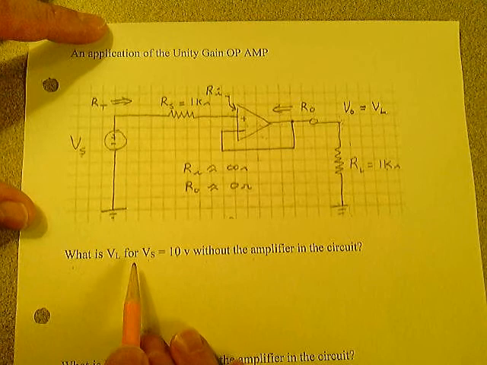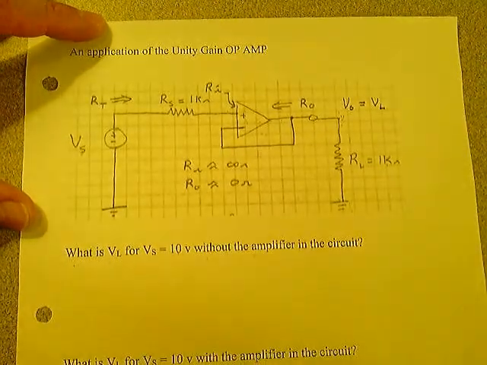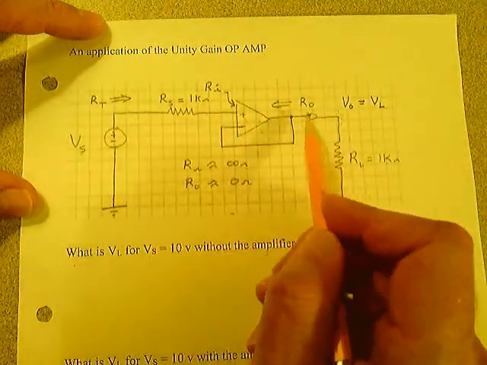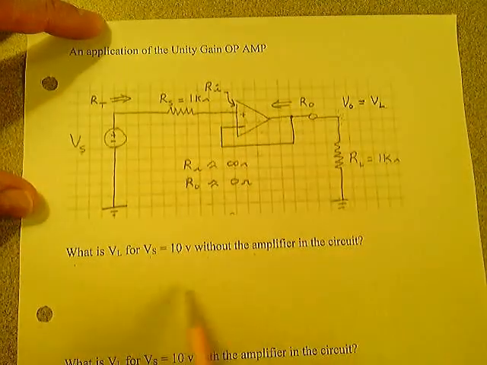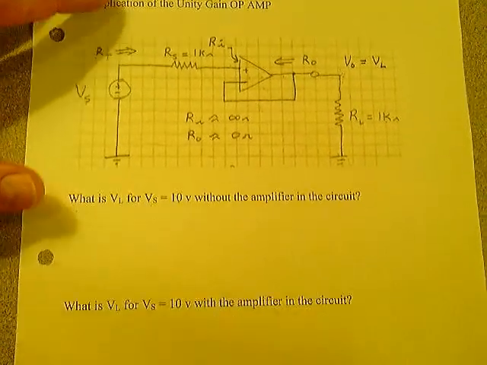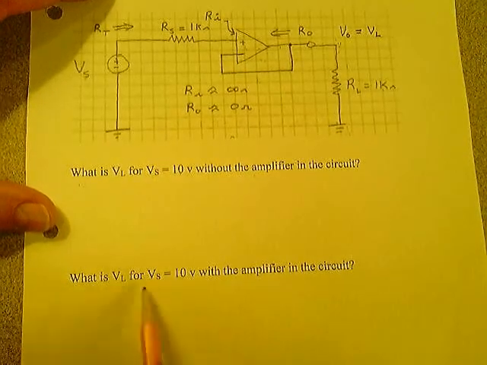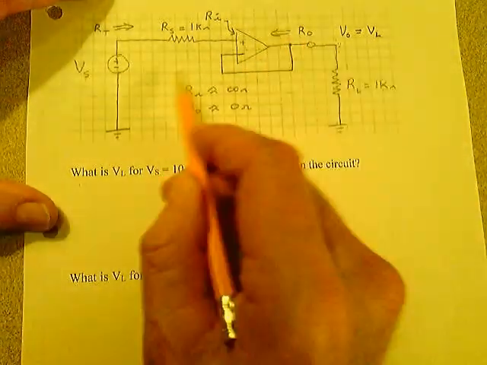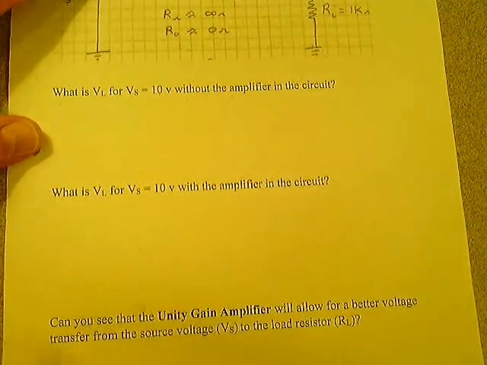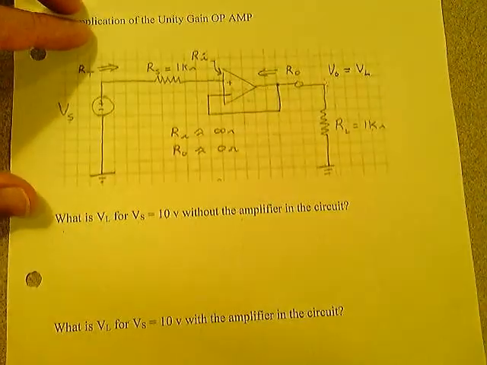What is VL for VS being 10 volts without the amplifier in the circuit? We take this amplifier out. We just make a connection between there and there. Just draw it in, and tell me what VL would be. Go ahead and work that out. And then put this amplifier in the circuit and tell me what VL would be with exactly the way it's shown here. Stop the video and work that out, and then I'll show you my solution and you'll see what the benefit of this is.